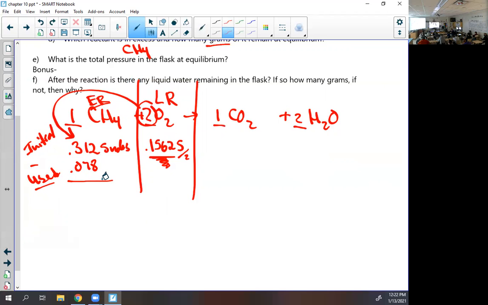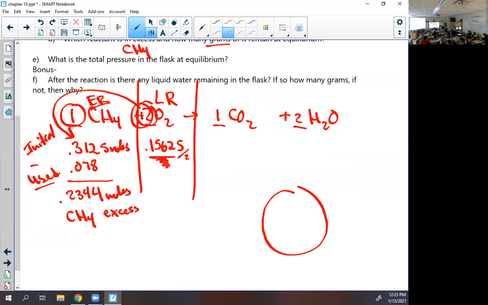And then I subtract, and I get what? How did we get to 0.078? We divided this number in half, because there's 1 of these to every 2 of these, or it's a 1-to-2 ratio, or it's half. All right, now we subtract, and I got 0.2344. That's moles of CH4 excess.